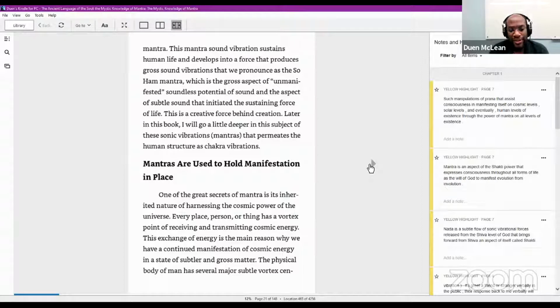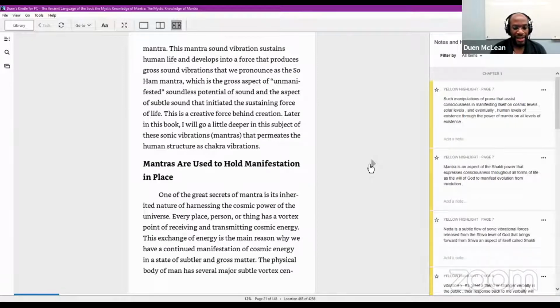One of the great secrets of mantra is its inherent nature of harnessing the cosmic power of the universe. Every place, person, or thing has a vortex point of receiving and transmitting cosmic energy. This exchange of energy is the main reason why we have a continued manifestation of cosmic energy in a state of subtler and gross matter.